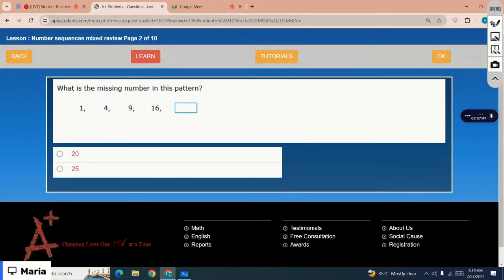All the numbers are the squares of 1, 2, 3, and 4. So the next one must be the square of 5. So the correct option is 25. Option number 2 is the correct option.